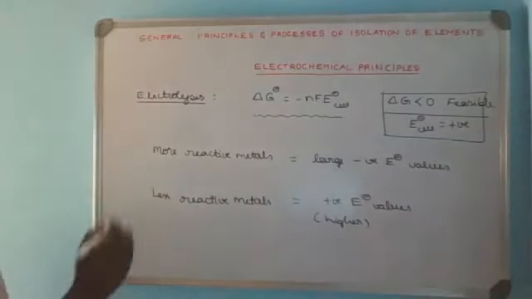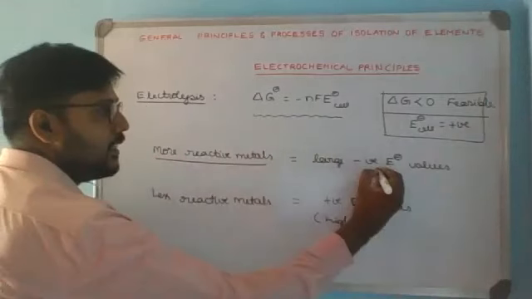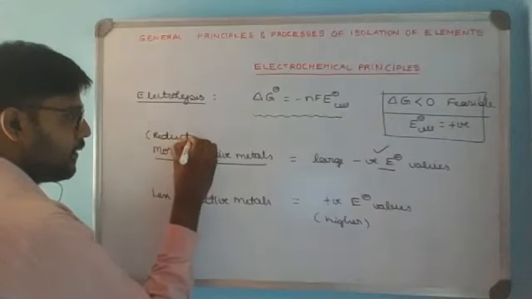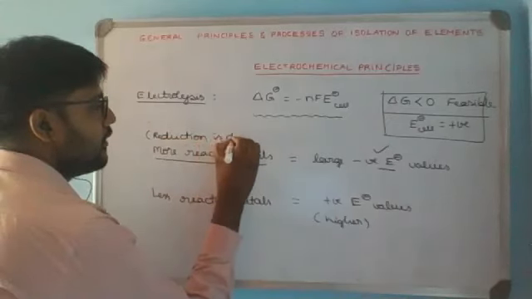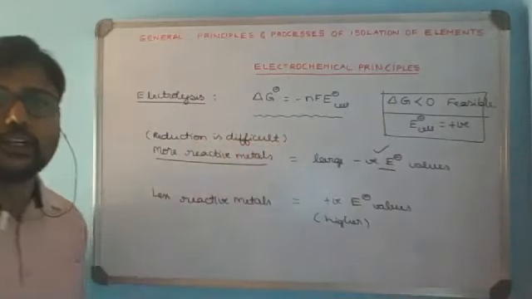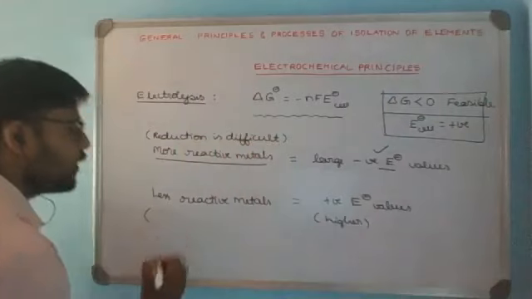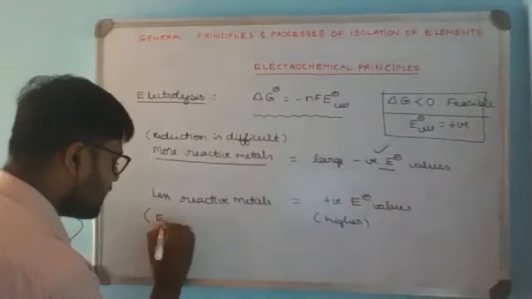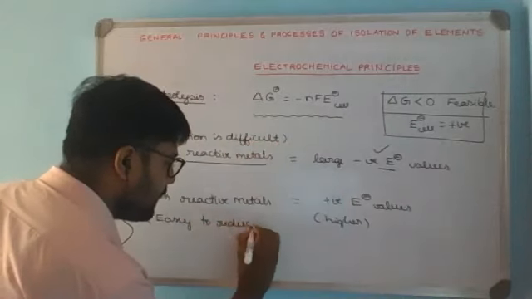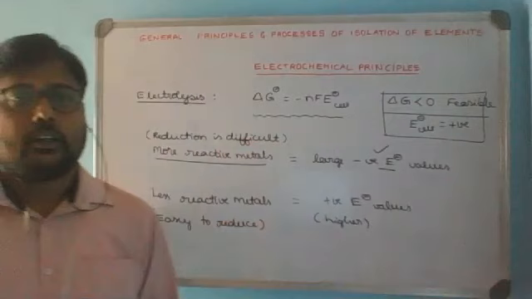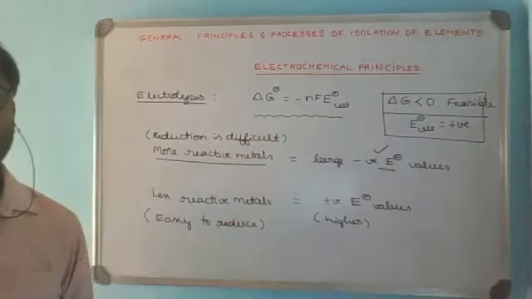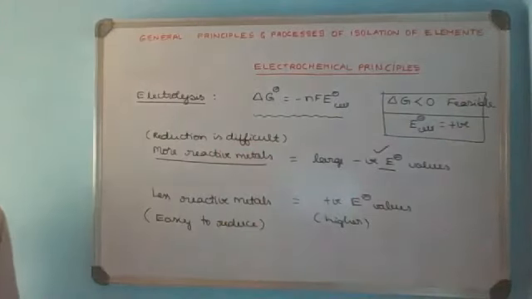Hence, if you observe the conclusion for more reactive metals relating to their E0 values, their reduction is difficult. It is very difficult to reduce the more reactive metal, whereas if you compare with the less reactive metal, it is easy to reduce. This is basic information to understand as a conclusion point for electrochemical principles.